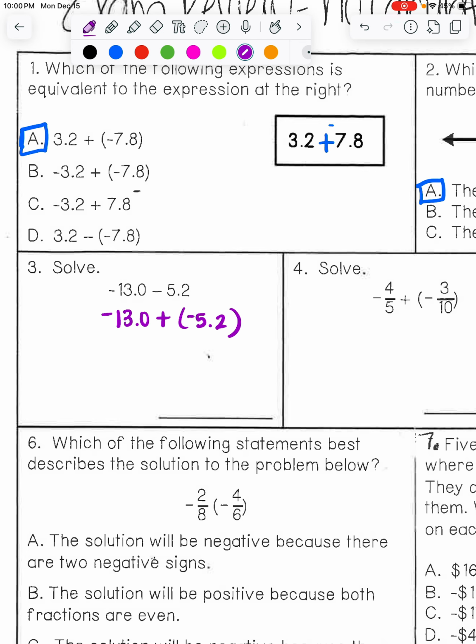All of our adding and subtracting with negatives rules, if you can basically change it to a plus, we can see that the signs are the same, right? They're both negative signs, so we know we're actually going to add those two numbers together, 13 plus 5.2, but the sign of my solution will be a negative number. So here the answer is negative 18.2.